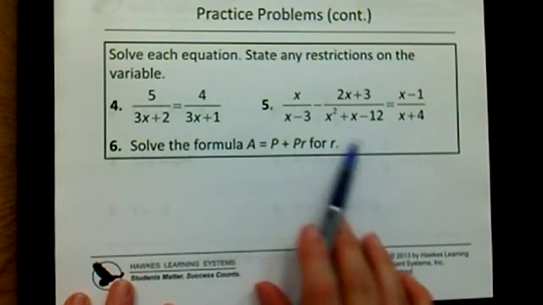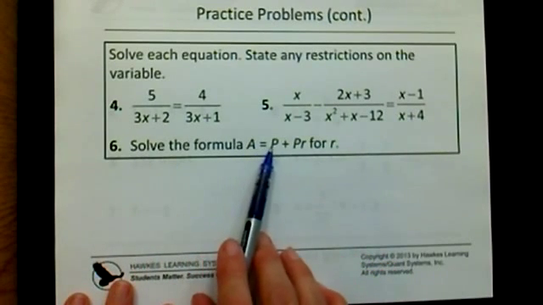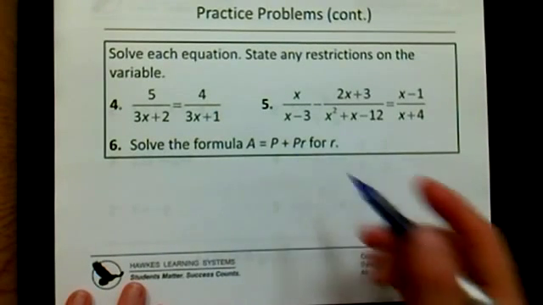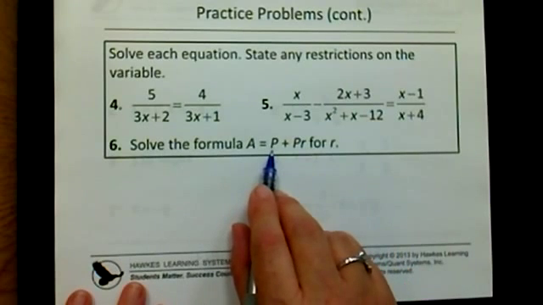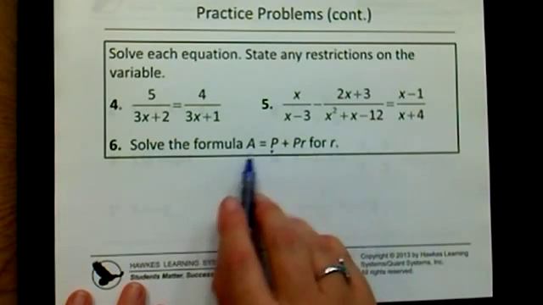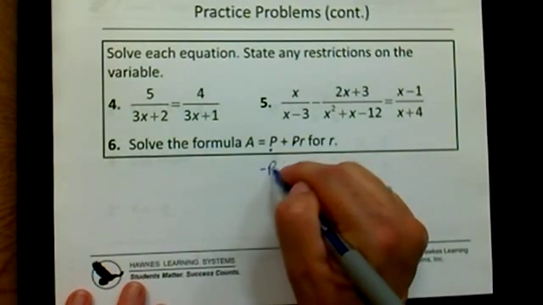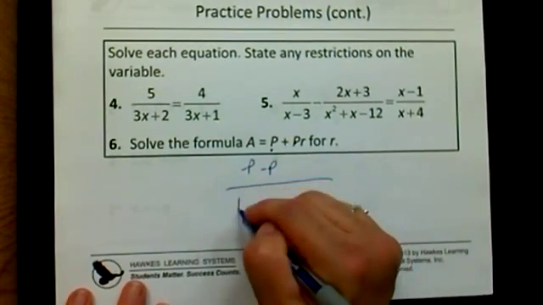This one, let's solve this one, though. We'll solve the formula A equals P plus PR for R. So how am I going to get R all by itself? It's kind of reversing the process. To get R by itself, what has to happen to this P? Again, reversing what it's doing, it's being added. So to move it, I need to subtract a P.